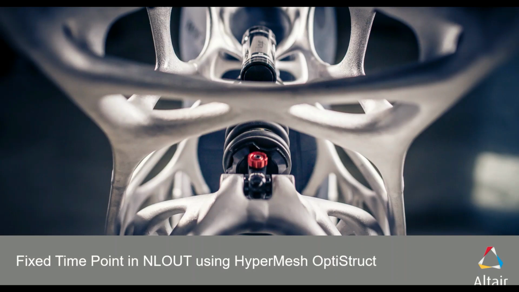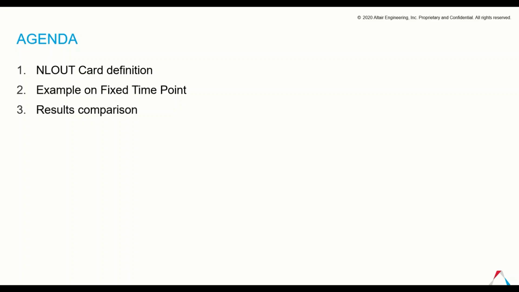Hello and welcome to the session on how to define fixed time point in NLOUT card using HyperMesh OptiStruct user profile. In this session we will see the NLOUT card definition, then an example on fixed time point, and after that we will see a result comparison in HyperView. So first we will see what is the NLOUT card.